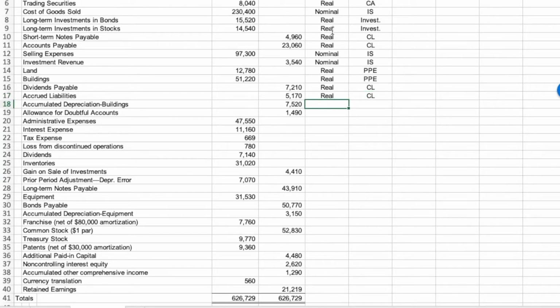Accumulated depreciation, buildings. Okay, so accumulated depreciation, it is a credit balance, as we can see right here. It's a credit balance. However, it is a contra asset. See, we have buildings here and we have accumulated depreciation on the buildings. A contra asset follows the asset that it's related to. So in this case, this is accumulated depreciation for buildings. Buildings are property, plant, and equipment. Therefore, accumulated depreciation is also property, plant, and equipment. So it is a real account and it is also PP&E.